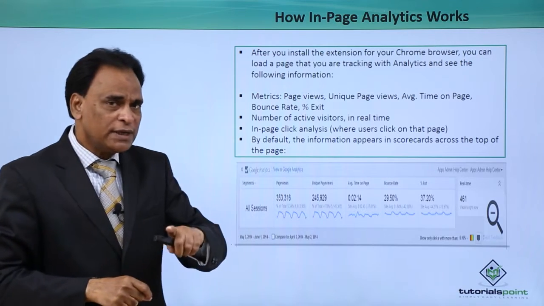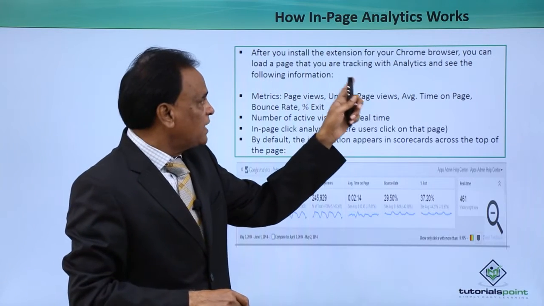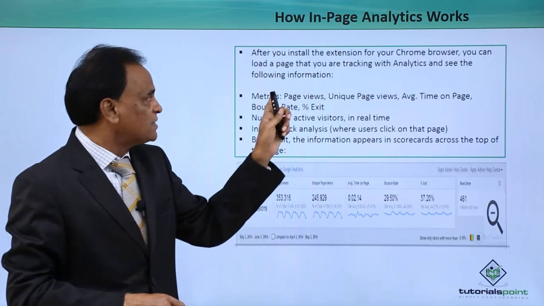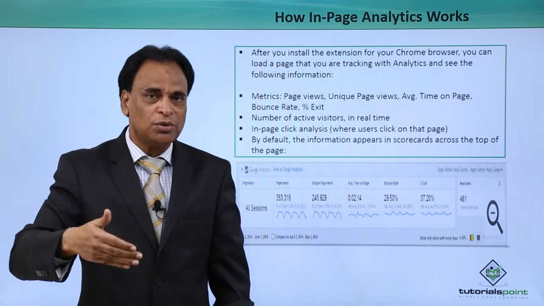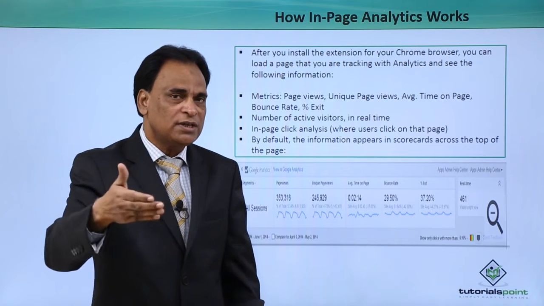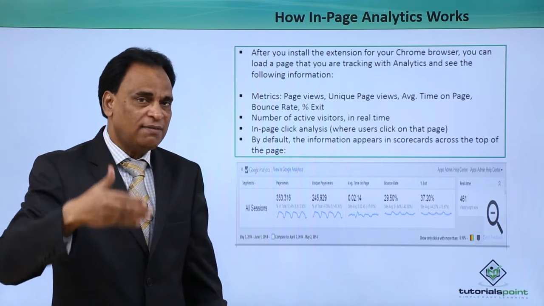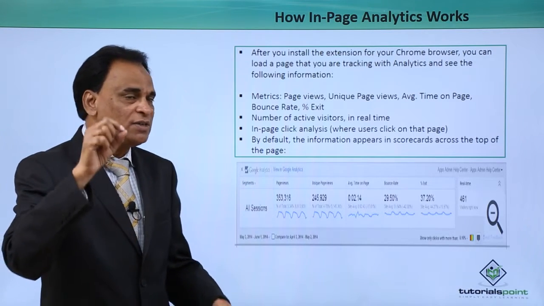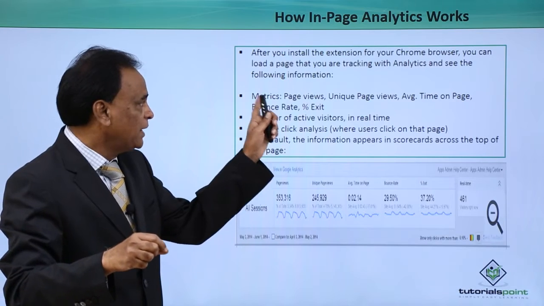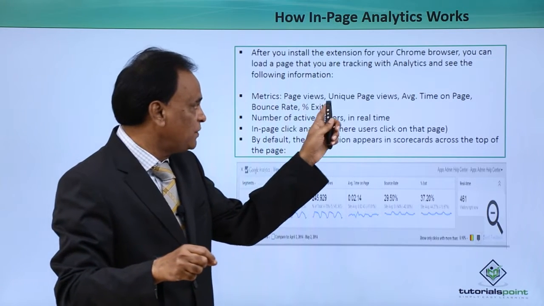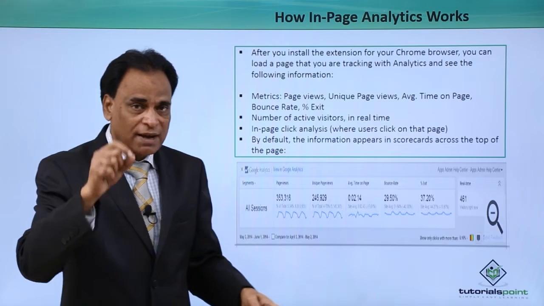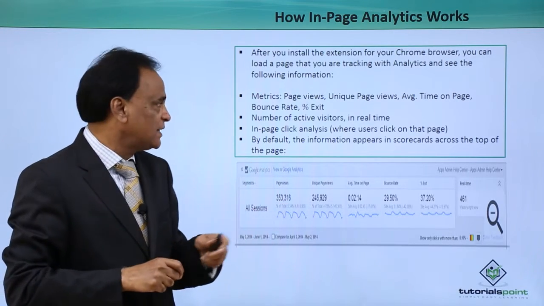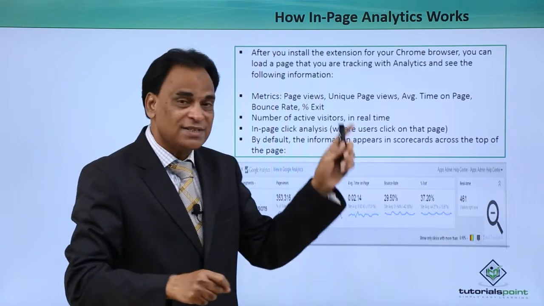The other way of looking at it is, after you install the extension on your Google Chrome, you can see a loaded page that you are tracking with web analytics and see the following information. Through the Chrome extension, in terms of metrics, you can see the page views, unique page views, average time spent by the user on that particular page, the bounce rate, and the percentage of exit. You can see the number of active visitors in real time.